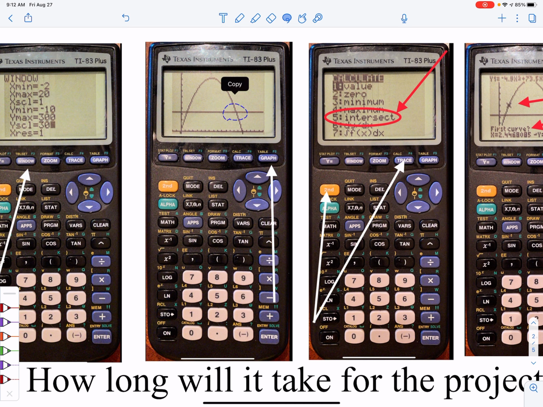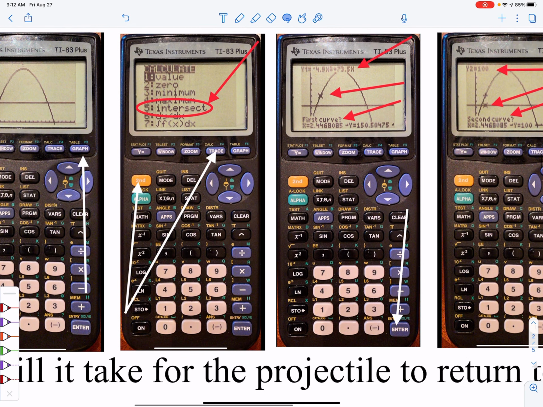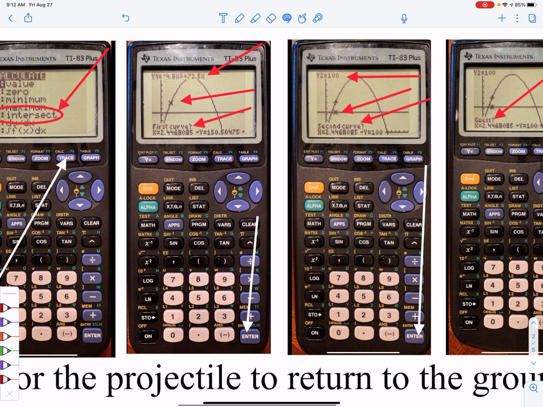I know that my 100-meter line and my projectile intersect once here, but then they also intersect once here. I want to find both of these places. I have to do the same process twice to find these 2 spots. So I'm going to start out by doing second trace, and I want to go to where they intersect each other. So when I go to second trace and intersect, notice a couple of things.